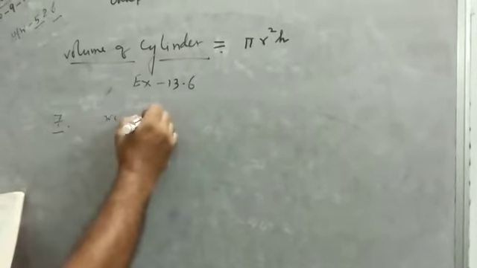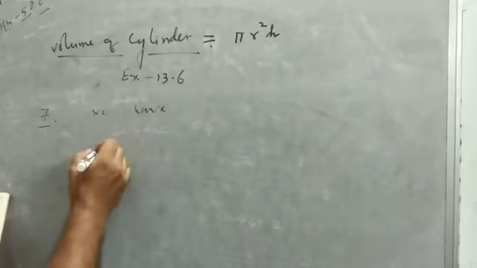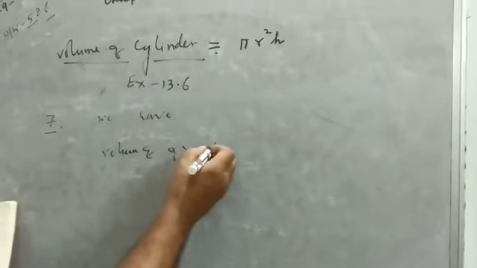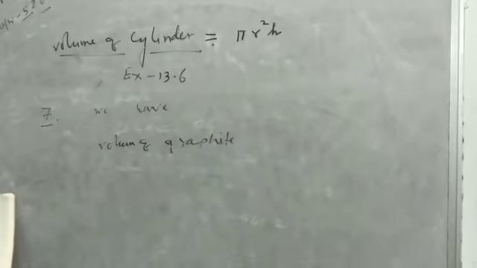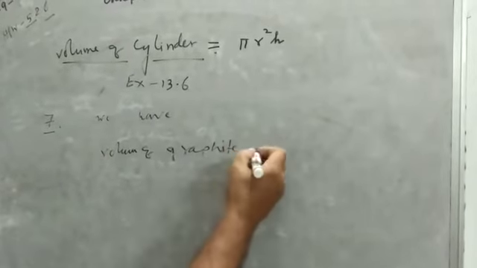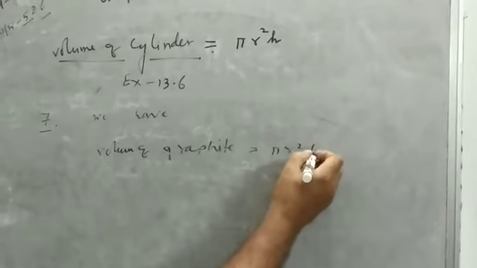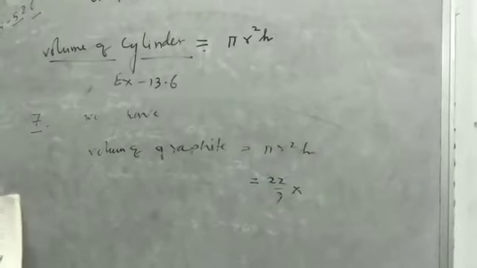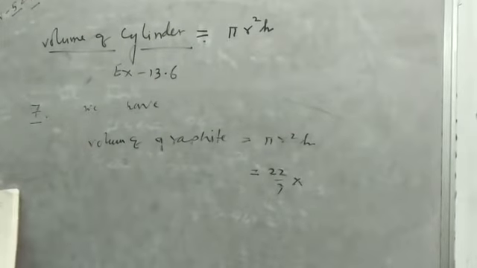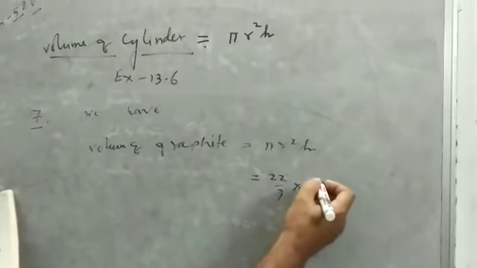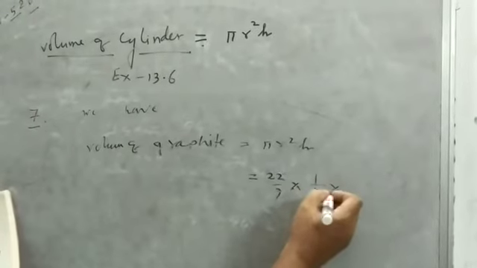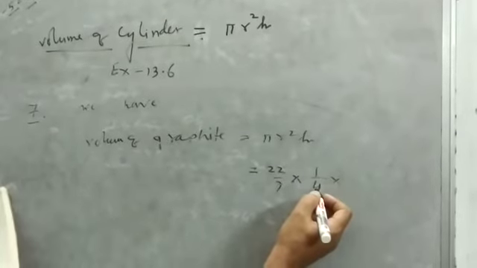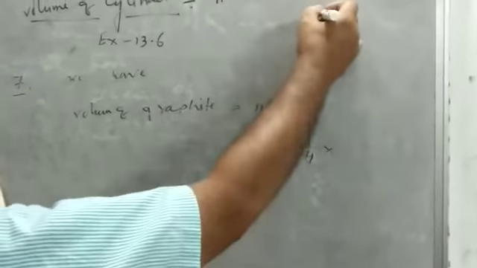The volume of the graphite part. It is cylindrical, so it is pi r square h. Then 22 by 7. The diameter is 1 mm, so the radius is 1 by 2, and after squaring it is 1 by 4. And then the height is 14 centimeter.